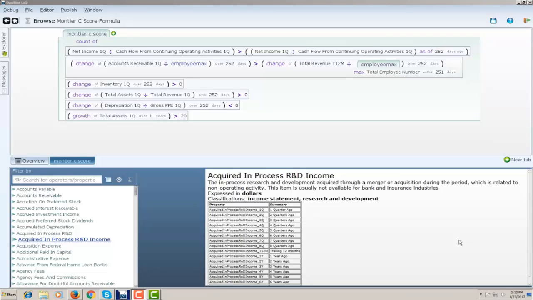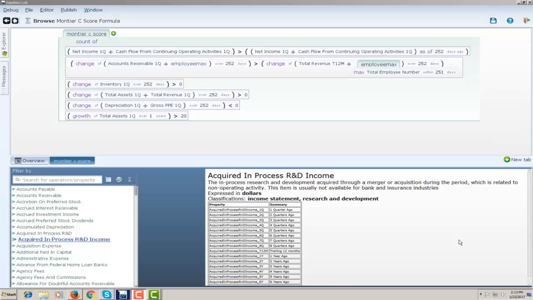On the screen, you'll see the formula that we built around the Montier C Score. Now, this score was originally built for one of our institutional clients, but after giving him some time of using it, we've decided to release it to all of our subscribers. How exactly is the C Score built? What are each of these lines and what do they mean?